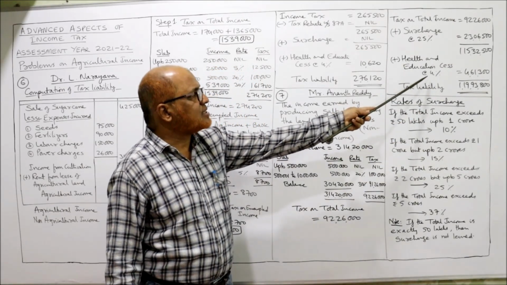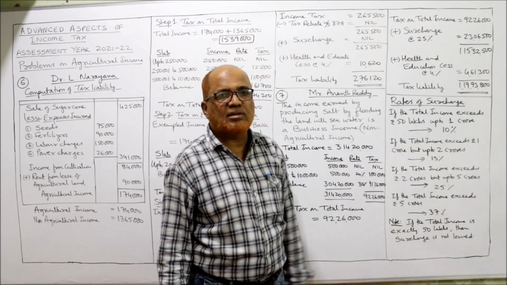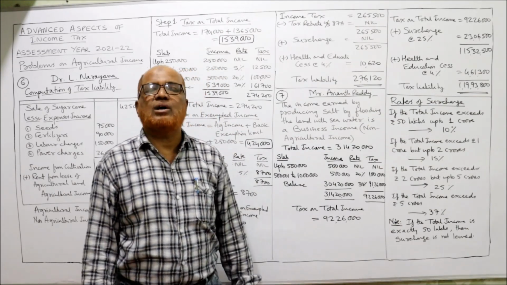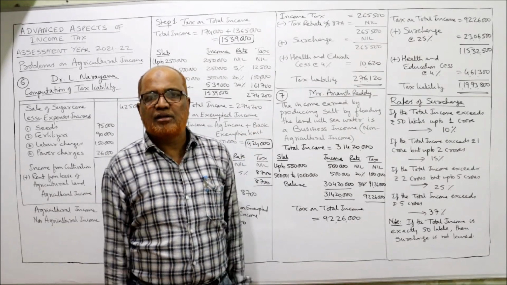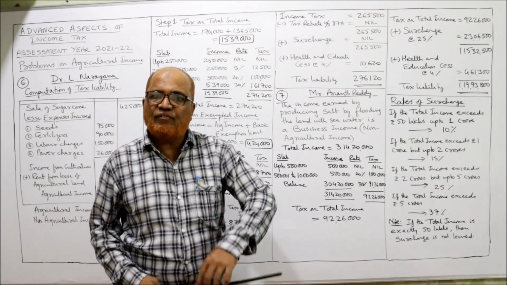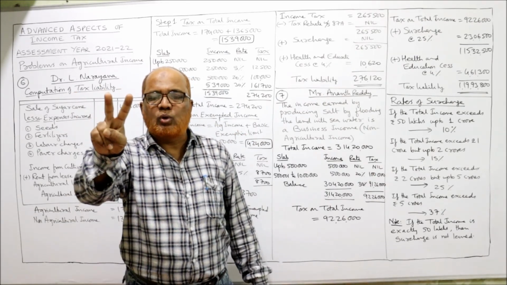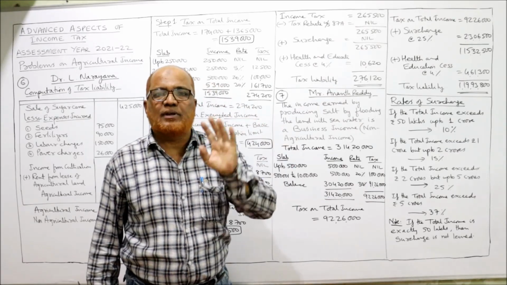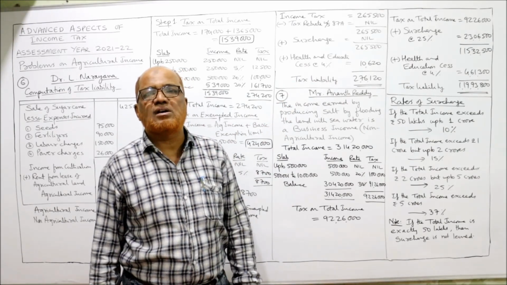To this, health and education cess 4%. So 4% of 1 crore 15 lakh 32,500 is 4 lakh 61,300. Take the total, 1 crore 19 lakh 93,800. This is the tax liability. That's it. So up to 50 lakh rupees of total income, no surcharge. Over 50 lakh rupees, up to 1 crore, 10%. Over 1 crore up to 2 crore, 15%. Over 2 crore up to 5 crore, 25%. Over 5 crore total income, the surcharge is 37%.